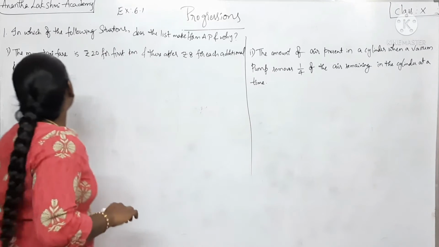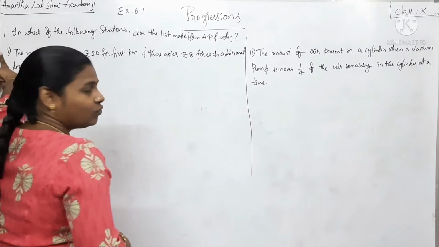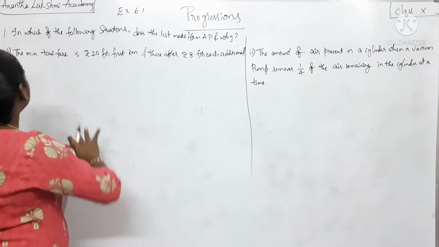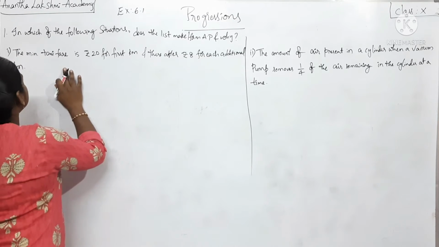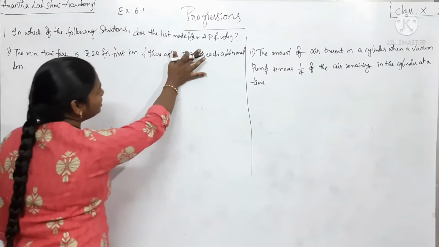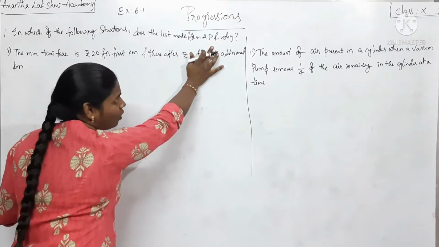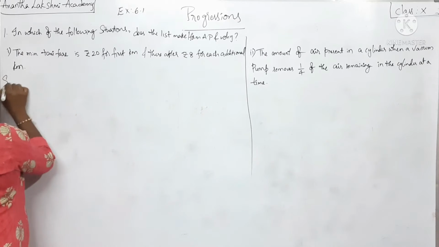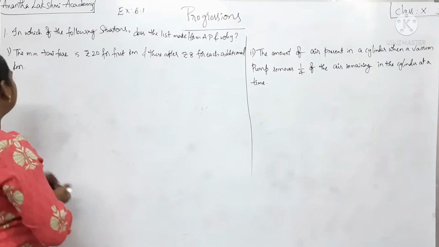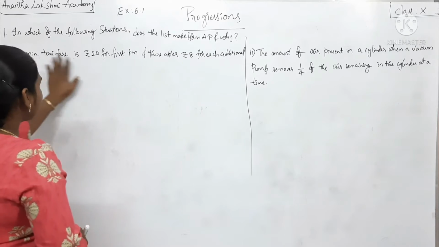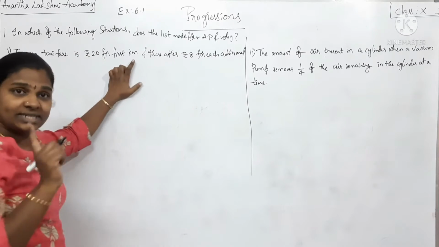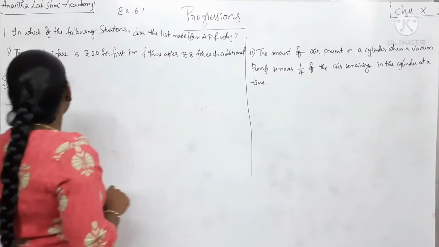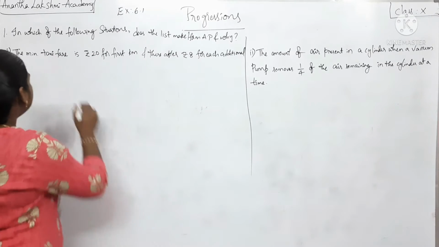The very first problem, we have 4 bits. The first bit is already on the board, so let me read it out for you. This problem states: in which of the following situations does the list form an AP? The first bit says the minimum taxi fare is 20 rupees for the first kilometer and thereafter 8 rupees for each additional kilometer. Okay, what is given?